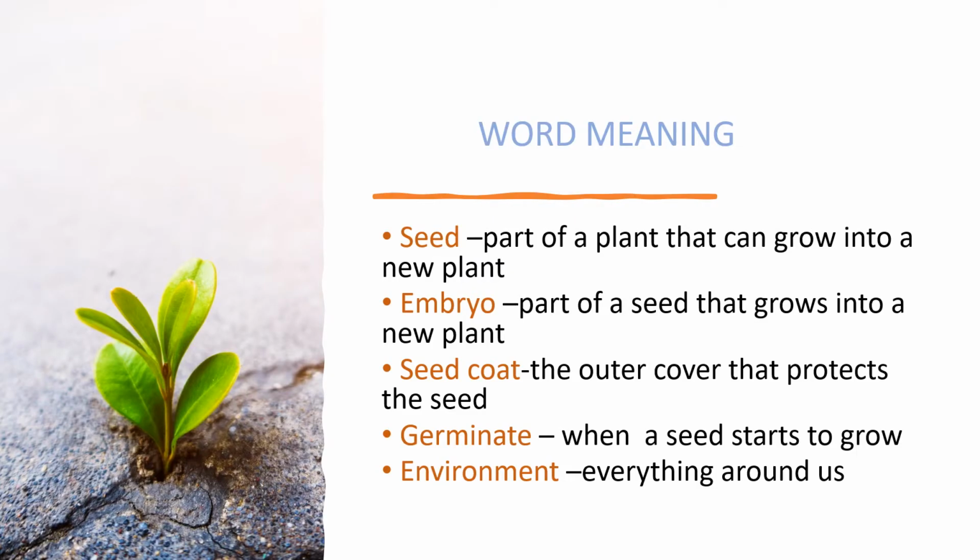So what do you mean by seed? It is a part of a plant that grows into a new plant. Embryo is the part of the seed that grows into a new plant. Seed coat is the outer cover that protects the seed. Germinate: when a seed starts to grow, we say it has germinated. Environment: everything around us is the environment.